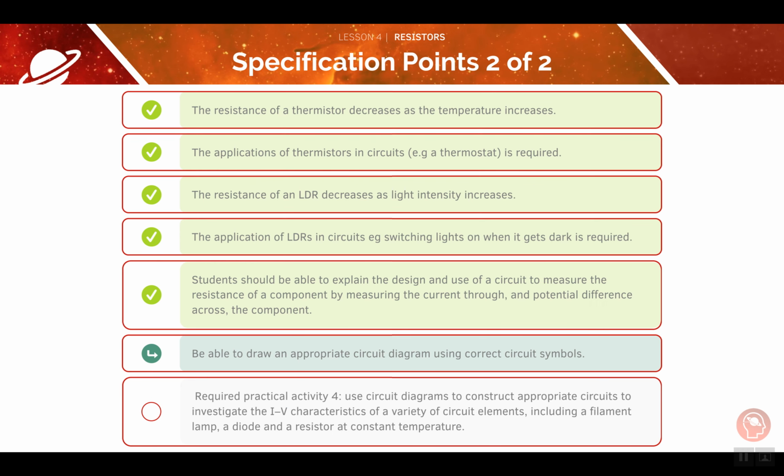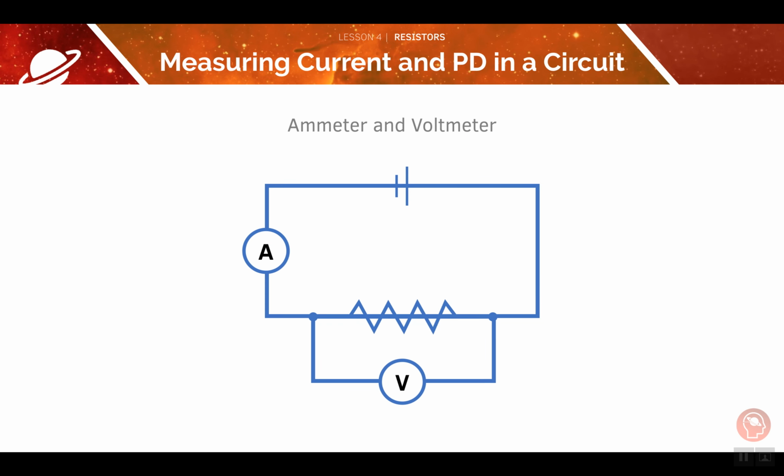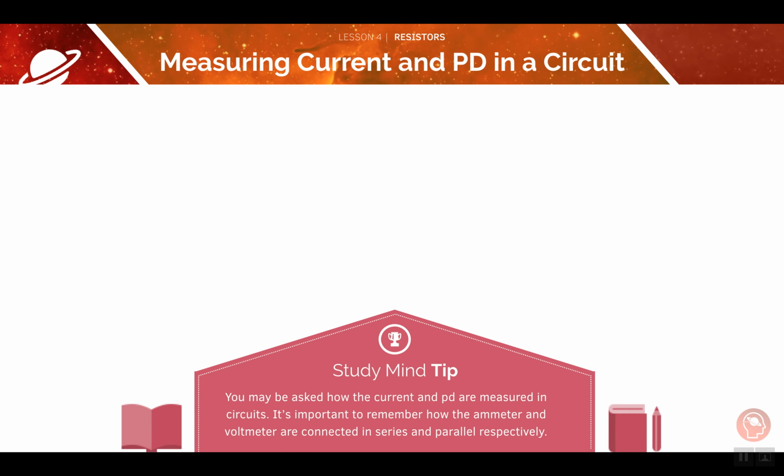Our next specification point looks at drawing circuit diagrams with correct symbols. The ammeter here is connected in series with the component and the voltmeter is connected in parallel. You may be asked how current and PD are measured in circuits. It's important to remember how the ammeter and voltmeter are connected in series and parallel respectively.